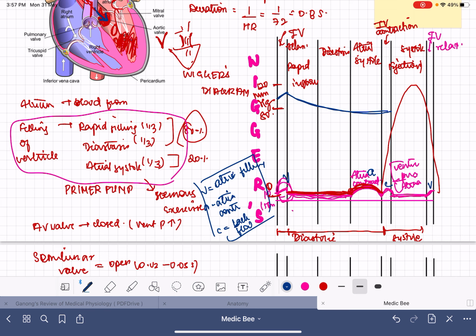So the pressure will continuously fall from around 100. From 100 it will directly come towards 80, and after 80 is reached, the ventricular contraction is happening. At this point of time, the ventricles are contracting, but you can see that the pressure is not changing here because the contraction phase is isovolumetric.